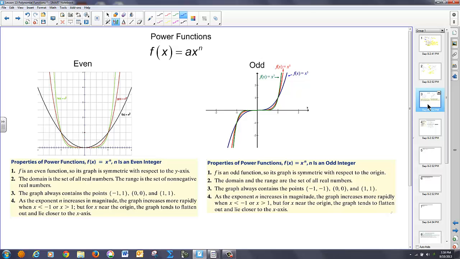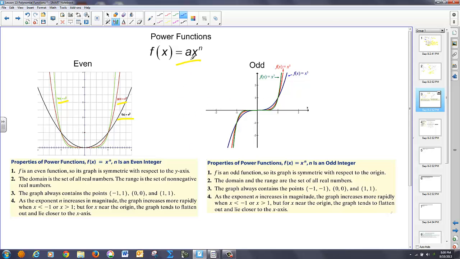So there are a few types of polynomial functions. Typically, if I just look at a single term in a polynomial, some ax to the n, we call that a power function. Even power functions are going to look something like a parabola. Here's my x squared picture. This is x to the 4th, and this is x to the 6th. Notice as my powers increase, my graph rises sharply.